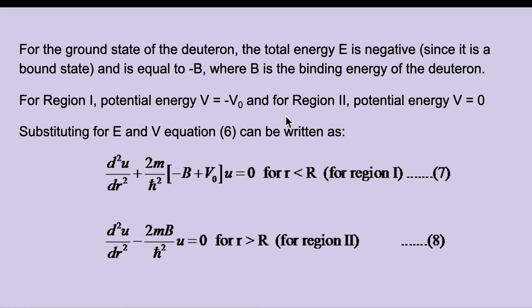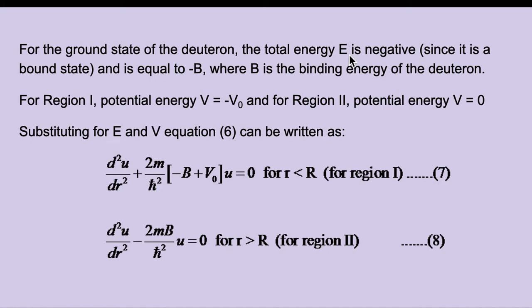For the ground state of the deuteron, the total energy E is negative, and the reason is that it is a bound system, and this is already known to us. When a system is a bound one, we consider its energy as negative. So in order to separate that system, you have to supply energy, or you should give some positive energy. And as you know, the ground state energy of the hydrogen electron is normally taken as minus 13.6 electron volt. So that minus sign implies that the electron is bound to the nucleus of the hydrogen atom.